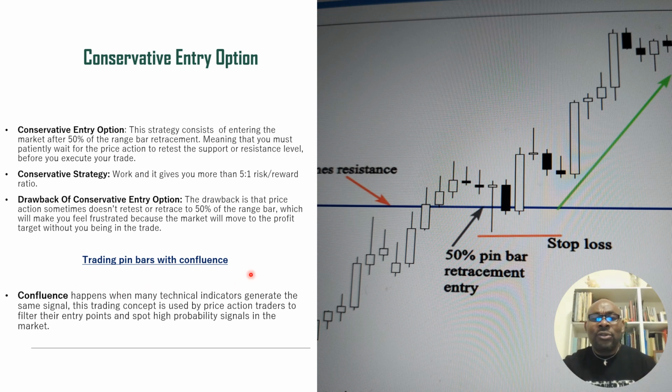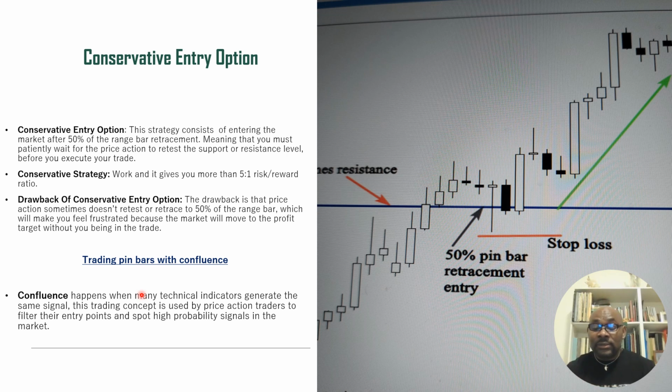So the next thing I'm going to teach us is trading pin bars with confluence. Confluence happens when many technical indicators generate the same signal. This trading concept is used by price action traders to filter their entry points and spot high probability signals in the market. Confluence is good because it uses different types of technical indicators to determine your entry point. For example, you use your Fibonacci tool to know where the retracement will start from.